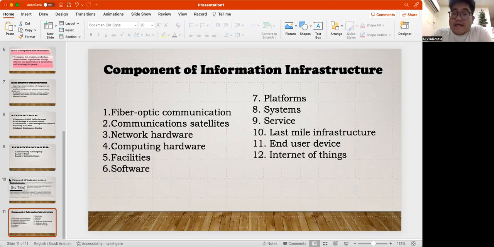So next is last mile infrastructure. Pag sinabing last mile infrastructure, connects locations such as homes, businesses to the internet. So ito na yung mga nangyayari, PLDT sa business, mga business hub, business centers, mga ganon. So ayun, kailangan maganda talaga ang internet connection natin if we're going to provide information infrastructure sa ating mga establishment. So next is end user device. Pag sinabi namang end user device, devices used directly by users such as mobile devices and computers. So itong ginagawa natin, ito na yung sinasabi ng end user devices.